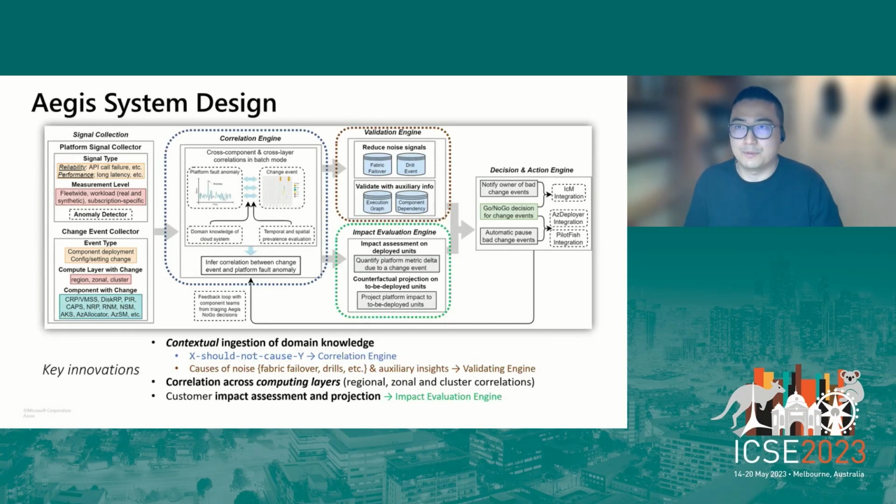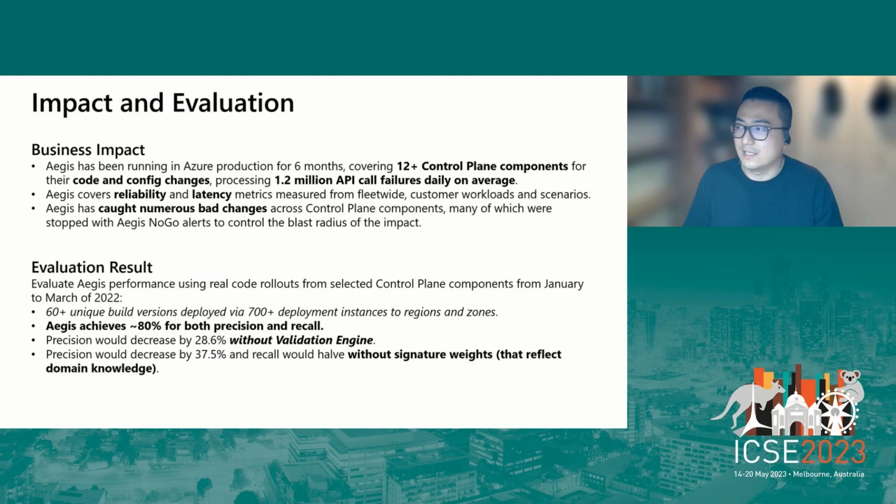Well, it actually covers multiple changes in a streaming environment. By that we mean when we gather changes from code deployment and config or setting changes, we don't just grab the changes one at a time and evaluate their correlation, but we grab code and setting changes from those 12-plus control plane components continuously.